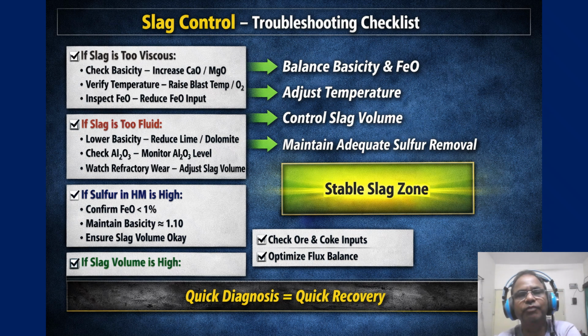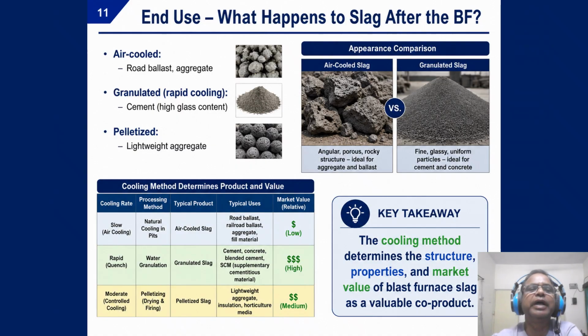So coming to the slag that doesn't go to the dump. It's a valuable co-product. If we cool it slowly in air, we get a hard crystalline rock used for road ballast or aggregate. If we quench it rapidly with high pressure water, that's granulation, it becomes a glassy sand. That glassy slag is highly reactive and is sold to cement plants to make Portland cement. There is also a pelletized version for lightweight concrete.